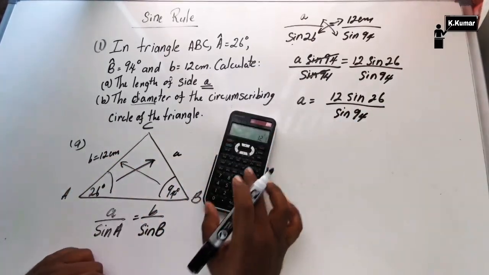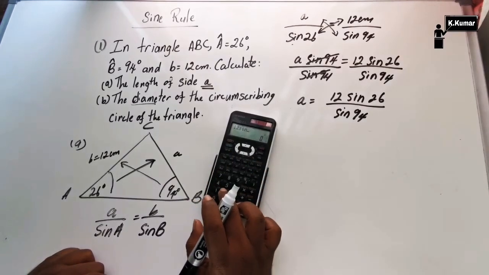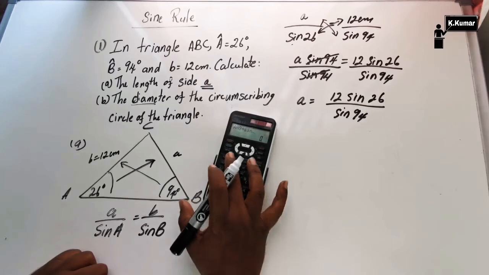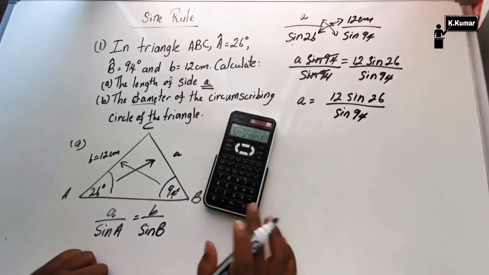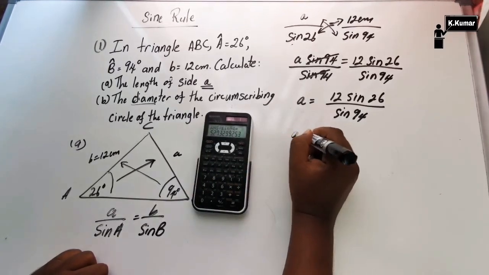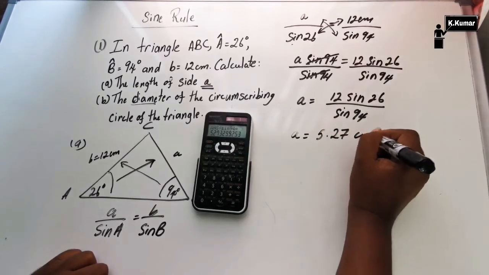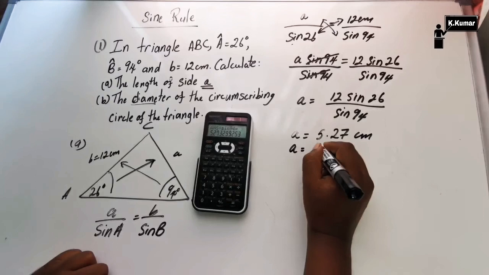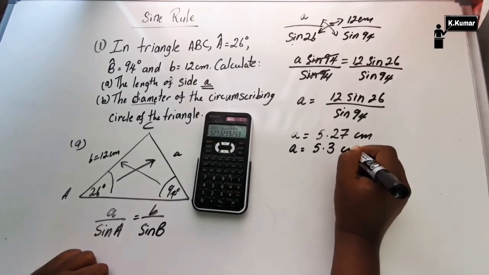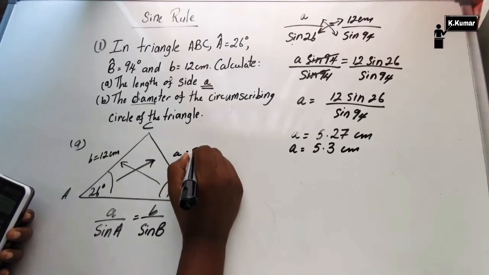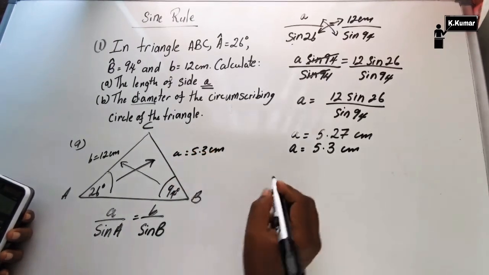We use our calculator for this. So it's going to be 12 sine 26, and then you press equal, and then you divide it by sine 94, and that's going to give me A as being 5.27 cm. If we round off to one decimal place, we get 5.3 cm. So this side is equal to 5.3 cm.